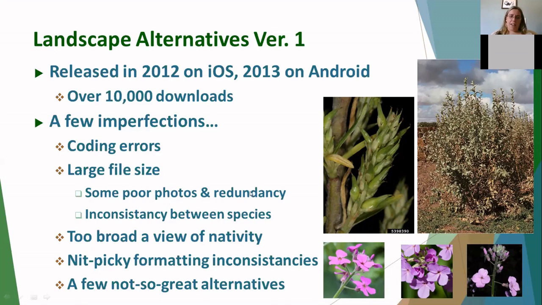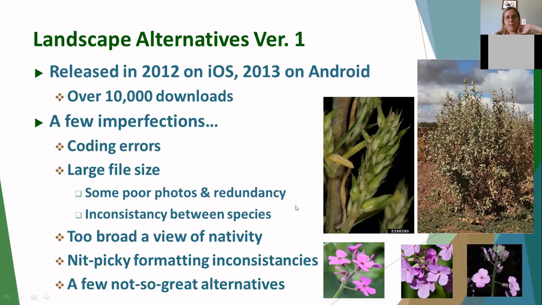Easily. And then redundancy came in when these 3 photos are just 3 examples of the very prominent and identifiable flowers of Dame's rocket. None of them are bad pictures, but I think one of them would do, right? Instead of using all 3 and taking up that file space.